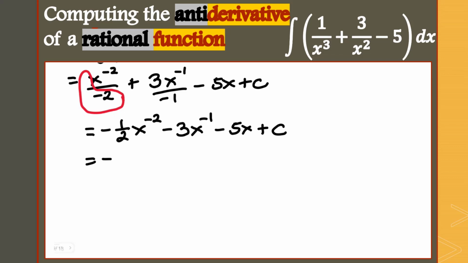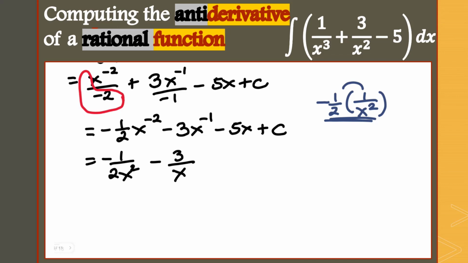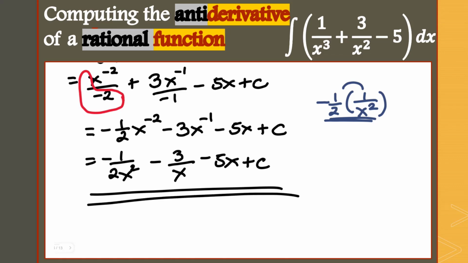So you have here -1 over 2x squared. If you're not convinced with that, you will have -1/2 times 1 over x squared using the law of negative exponent, and 1 times 1 will still be 1, and you have here 2x squared for your denominator. Now for the next term, -3 over x, and then minus 5x plus c. This is now the entire antiderivative of the given rational function, which meets the criteria of simply using the power rule and the first three rules previously discussed.